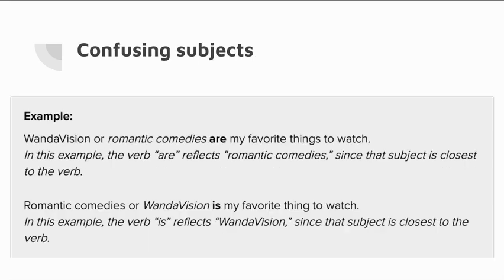Sometimes there are confusing subjects where we're talking about WandaVision or romantic comedies, but now romantic comedies are plural, and so we need are as the correct verb choice. If you switch it up and we talk about romantic comedies or WandaVision, then we use the verb is because WandaVision is closest to the verb, and that's singular.